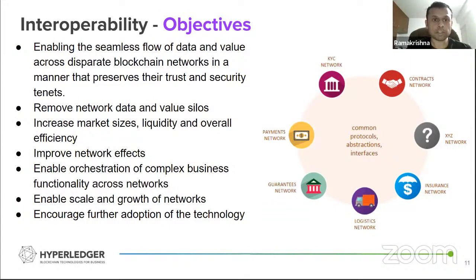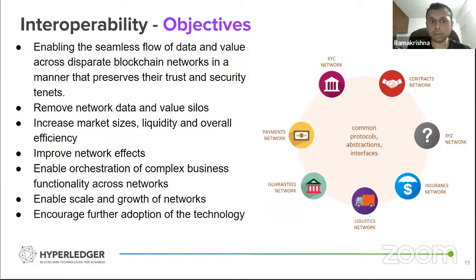So that's the point we're trying to make here: given all these networks, we want to enable the seamless flow of data and value across these networks in a manner that preserves the trust and security tenets. Just because we are enabling cross-network interoperation does not mean that we would sacrifice the principles of decentralized trust that blockchains themselves were designed to solve in the first place.